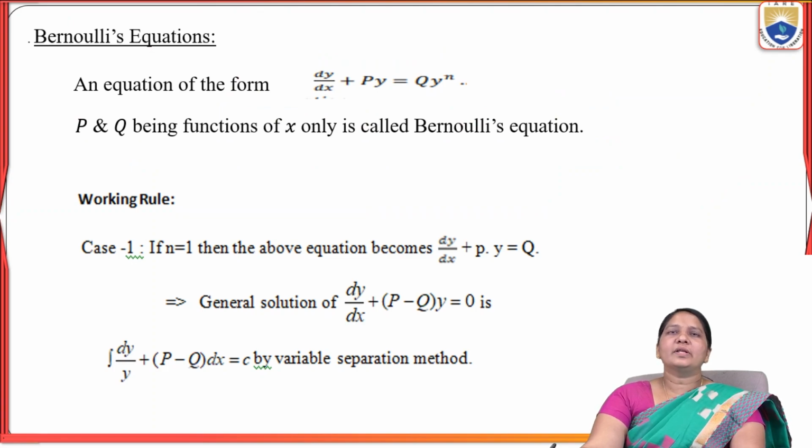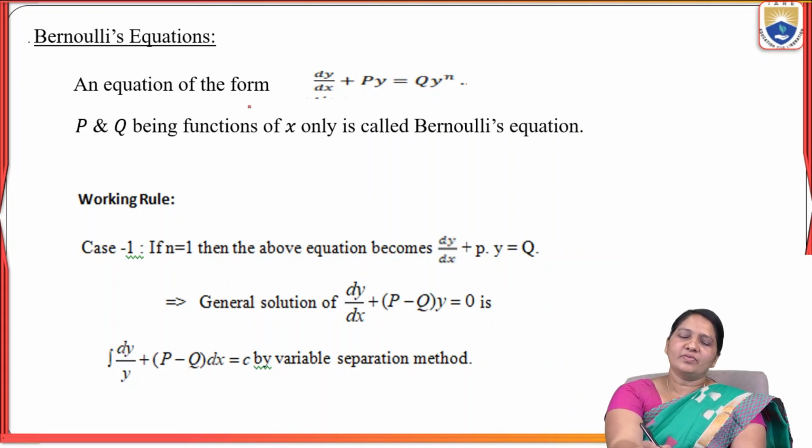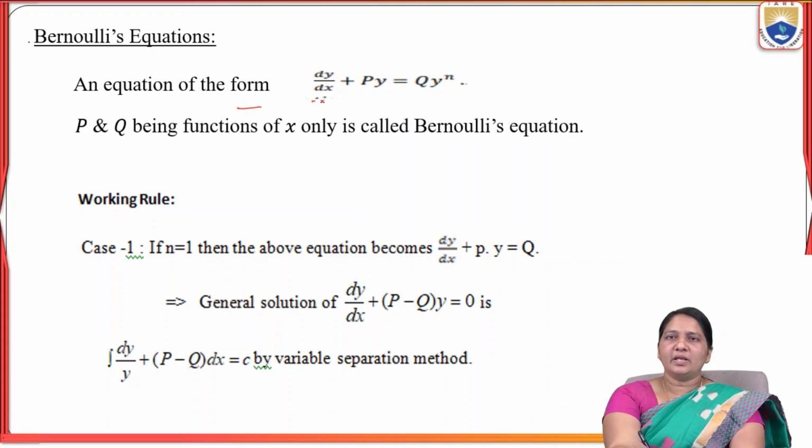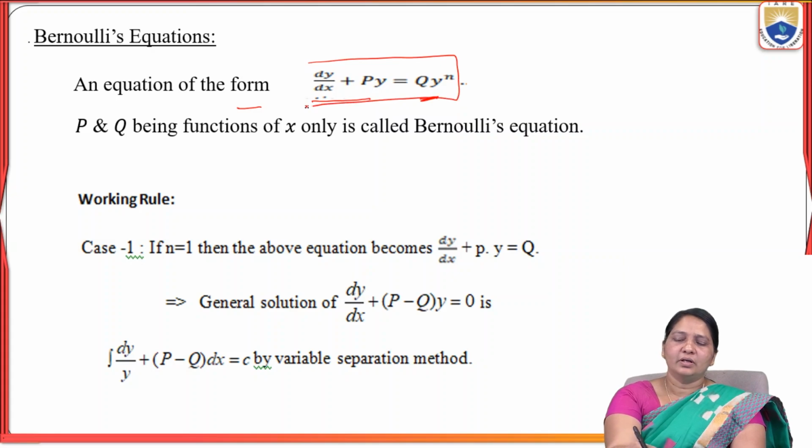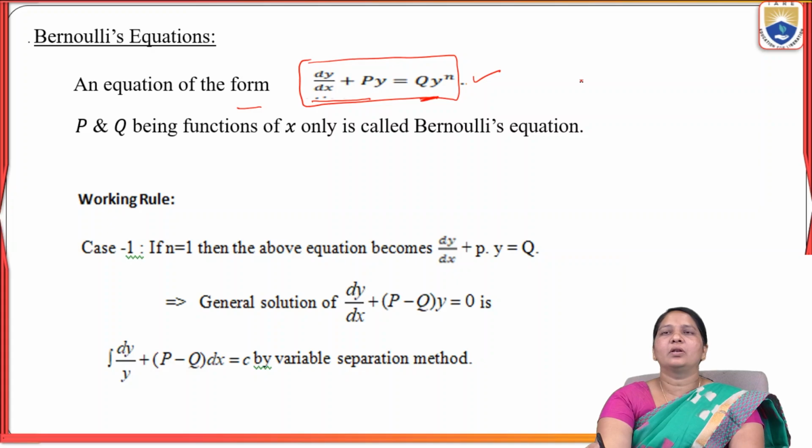First of all, what is Bernoulli's equation and what is its form? An equation of the form dy by dx plus py equal to qy power n. If you have the form dy by dx plus py equal to qy power n, then we can say that this is Bernoulli's differential equation. Here p and q are functions of x. So this form is called Bernoulli's differential equation.